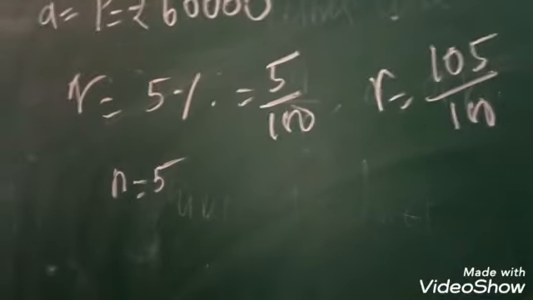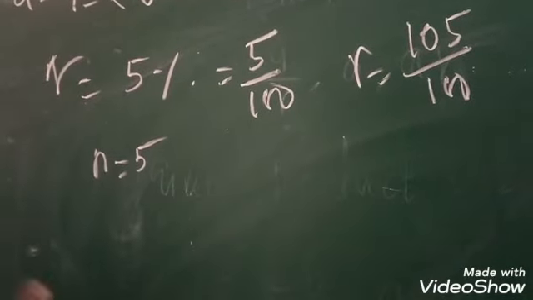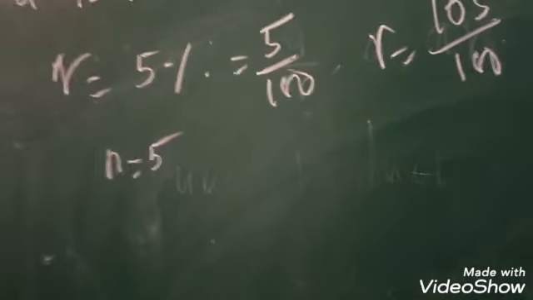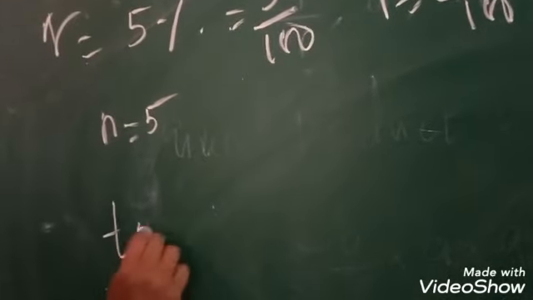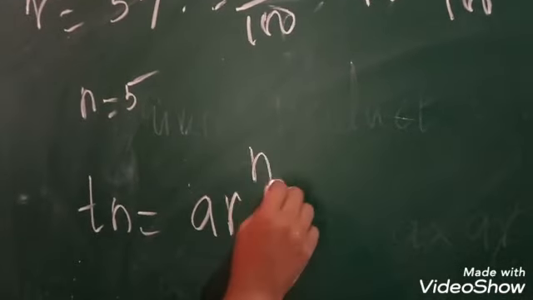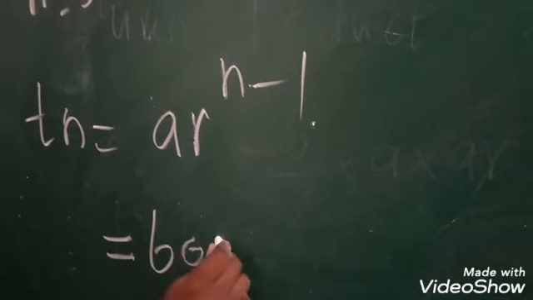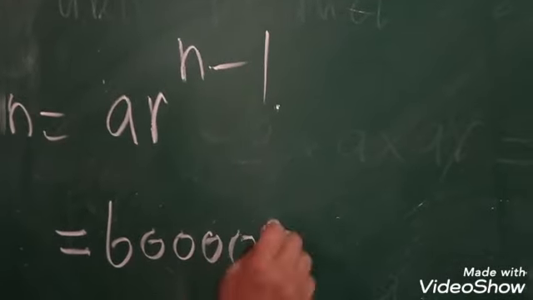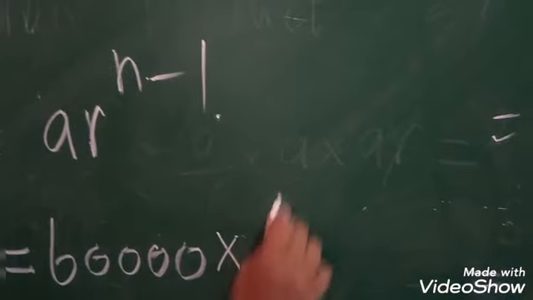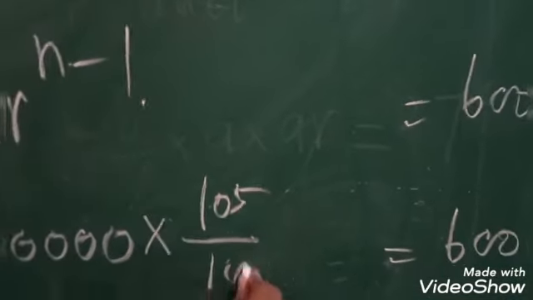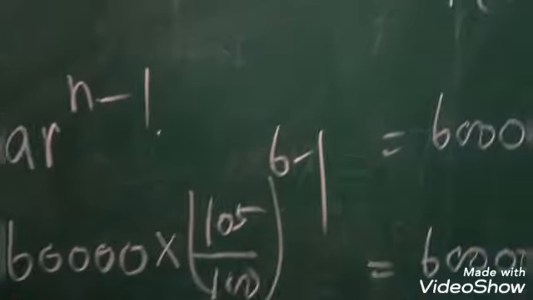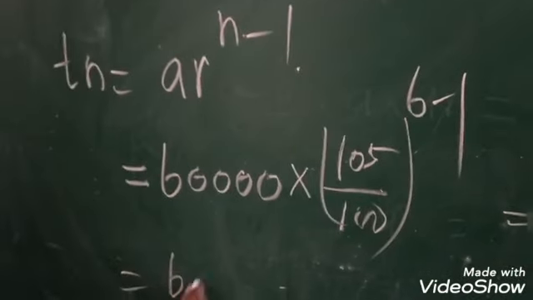Okay girls, the salary after the 5 years, it is considered as the 6th year. So Tn is equal to, what is the formula? A R power n minus 1. So after the 6th year for his salary, 60,000 for A, then R is considered as 105 divided by 100. After the 6th year, 6 minus 1, 5th year.